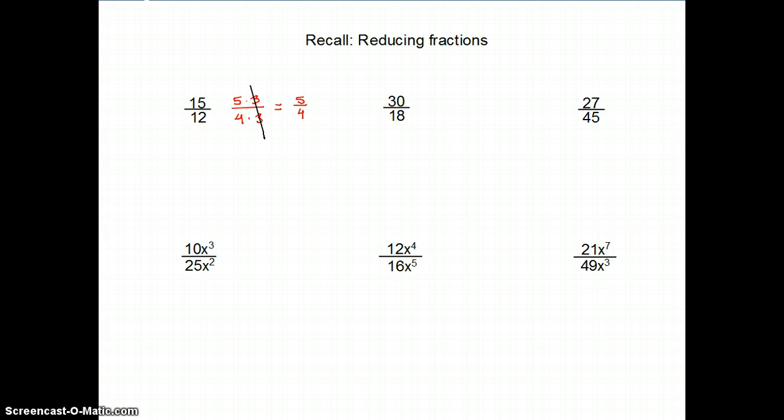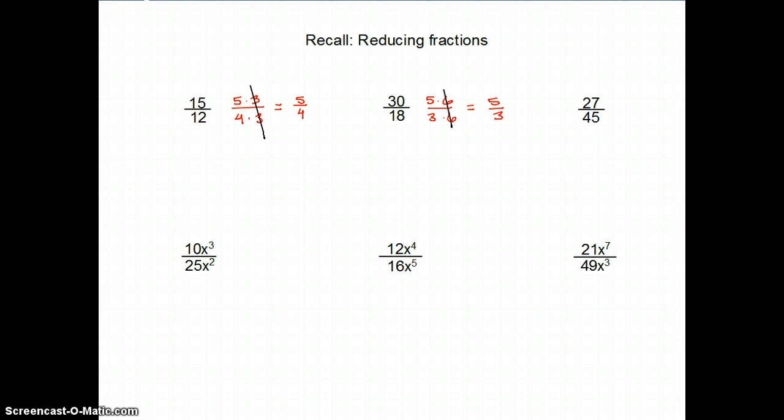To the right, I know that both 30 and 18 are divisible by 6. So I'm going to rewrite 30 as 5 times 6 and rewrite my 18 as 3 times 6. I cross out those 6's because again they are a common factor and together they form 1. And what I am left with is 5 on top and 3 for my denominator.